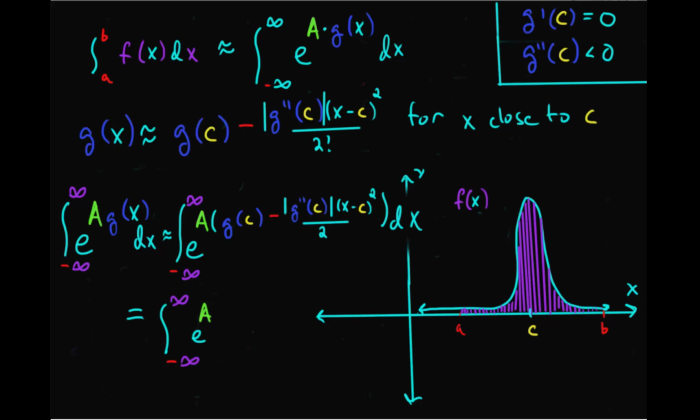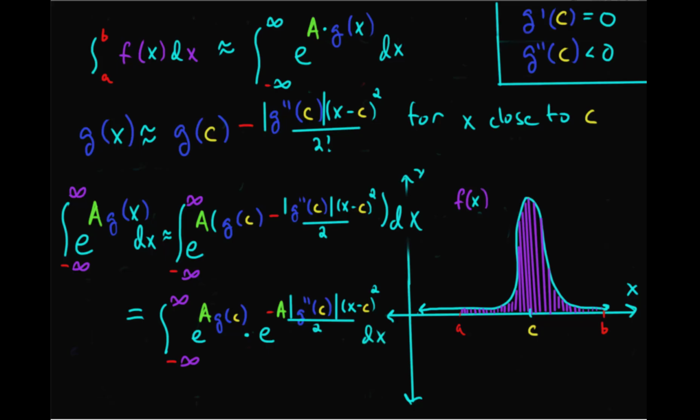And then the right-hand side would become that this equals the integral from negative infinity to positive infinity of e to the a times g of c times e to the negative a times the absolute value of g double prime of c times the quantity x minus c squared over 2 dx.